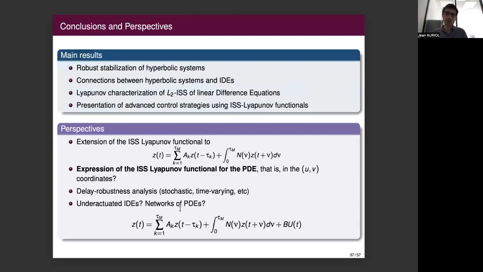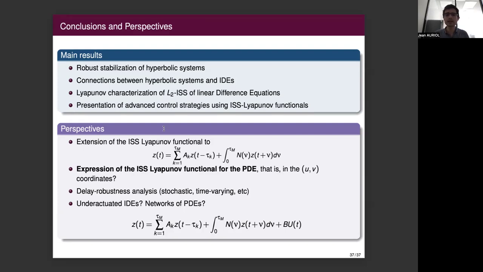So to summarize this presentation, I first focus on some results of the robust stabilization of hyperbolic systems. Then I show the connection between a hyperbolic system and IDEs, integral difference equations. For scalar systems, I show the whole Lyapunov functional can be used to characterize the L2 ISS, and for non-scalar systems, we showed the L2 ISS of linear difference equations. Having an L2 ISS Lyapunov functional is of specific interest when you want to deal with advanced control strategies for this system.